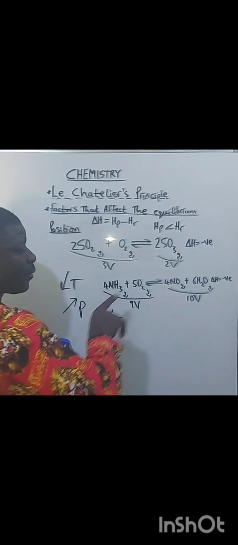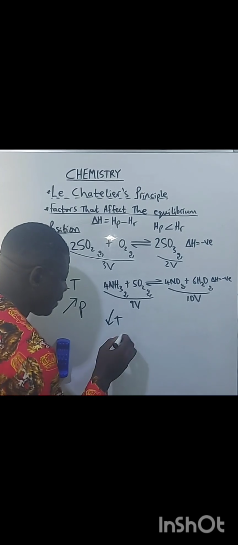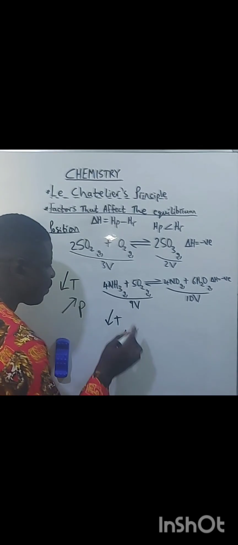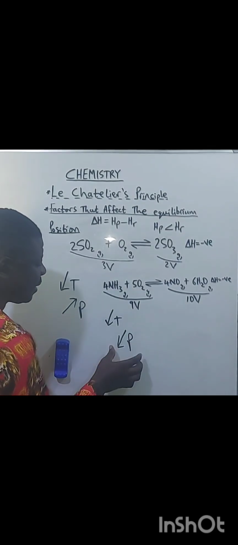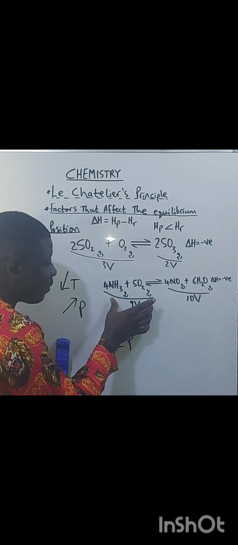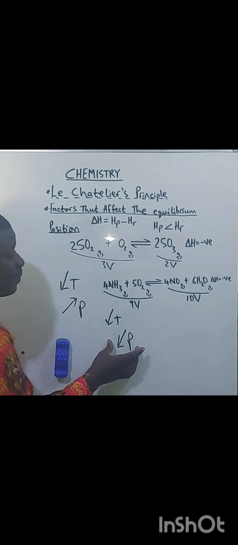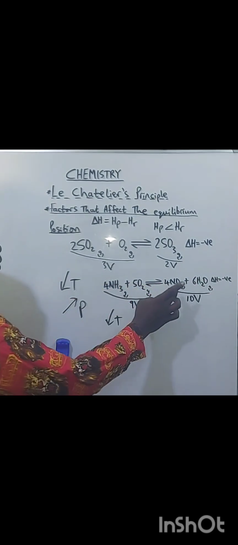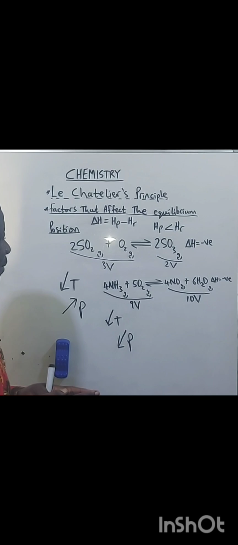So if you want to shift the equilibrium position to the right, we are instead going to decrease the pressure, because decreasing pressure means you are increasing volume according to Boyle's law. So here, since the total volume of the reactant is less than the total volume of the product, a decrease in pressure shifts the equilibrium position to the right, favoring the manufacture of what? Nitrogen 2 oxide. That would be used in the manufacture of trioxonitrate 5 acid.